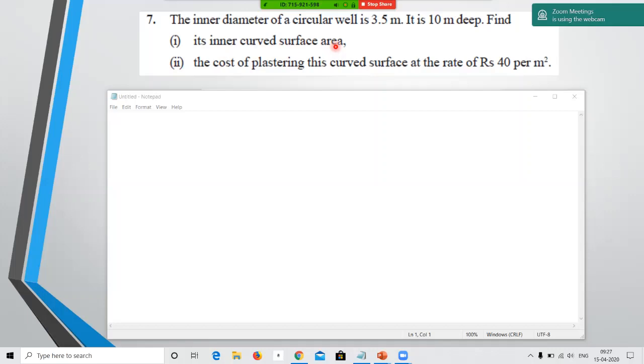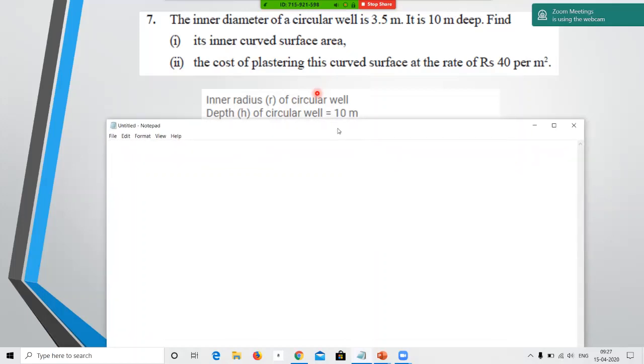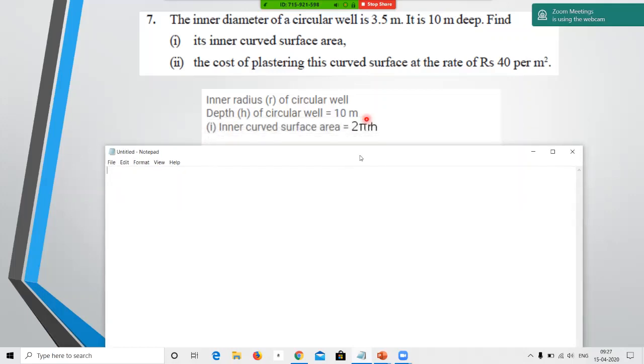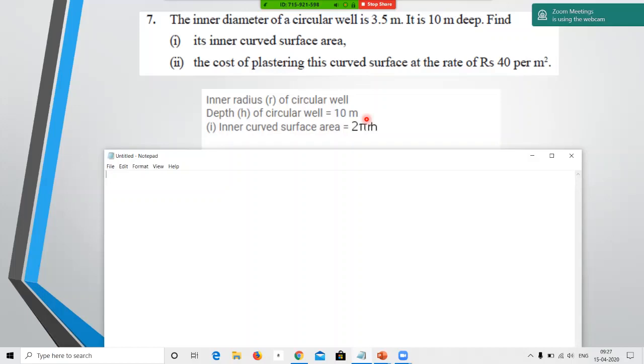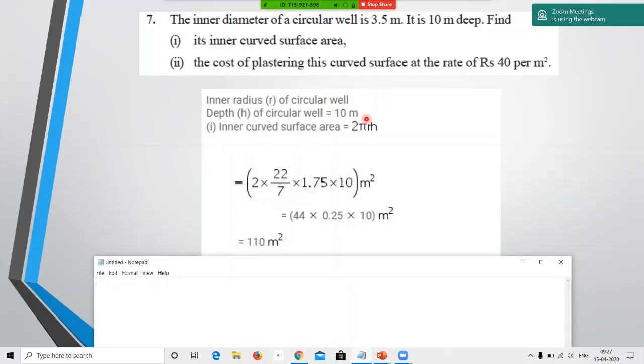Ma'am, the radius will be 1.75 centimeter. No, sorry, meter. Yes, of course, because they have not given us the thickness. Whatever they have given, that's it. So we will be working as per that. So moving ahead with the formula of 2 pi RH. Ma'am, 110 meters square. The inner curved surface area. Yes, ma'am. Wonderful. Perfect.